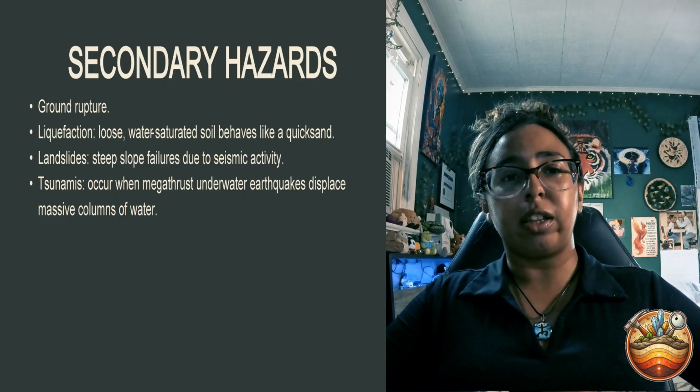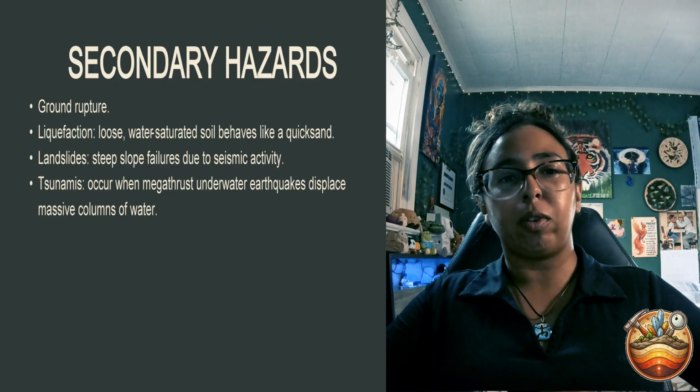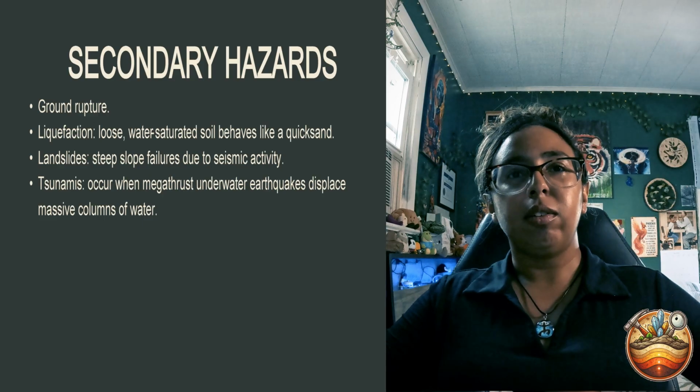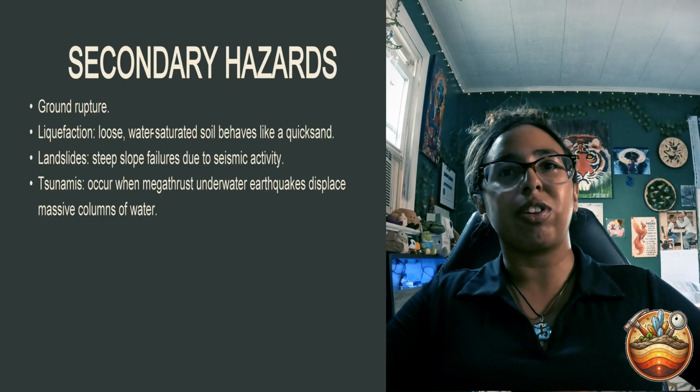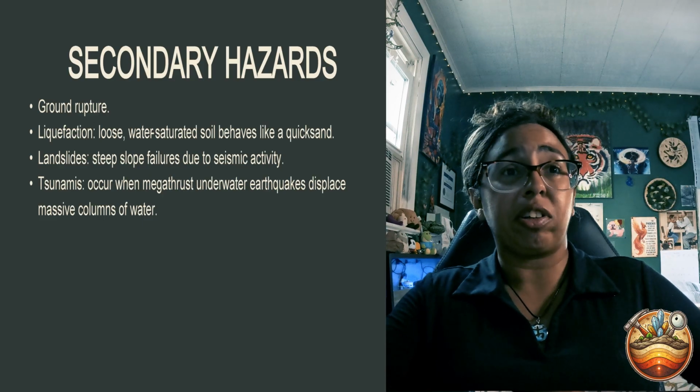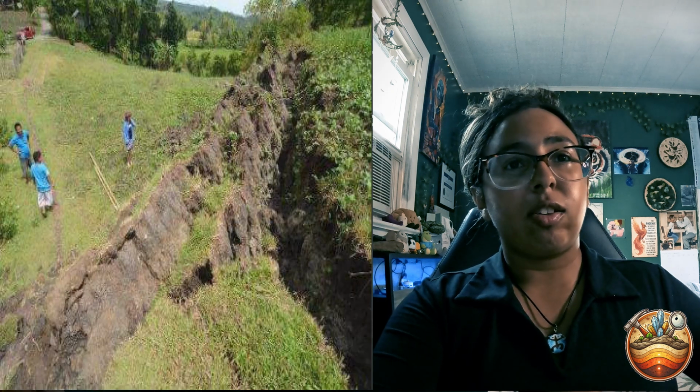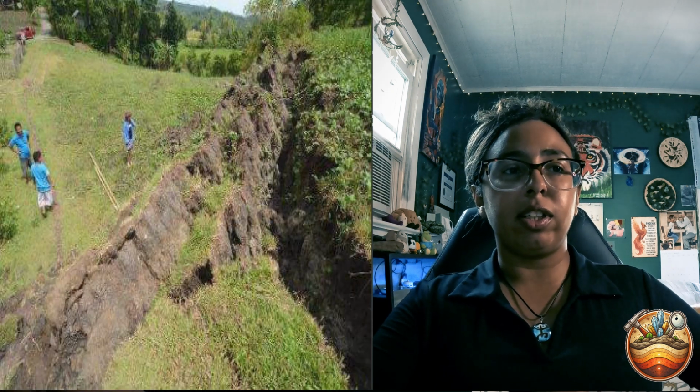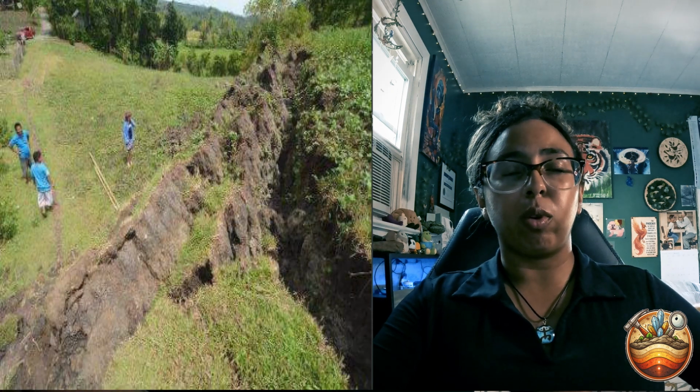They also destroy anything in their way, and that basically happens when megathrust underwater earthquakes displace so much water that the water has to go somewhere, and unfortunately there's land in the way. And so now we have slides 17 and 18, which are examples of ground rupture.